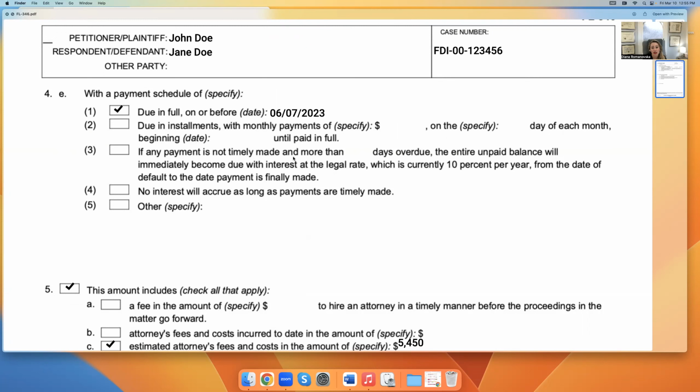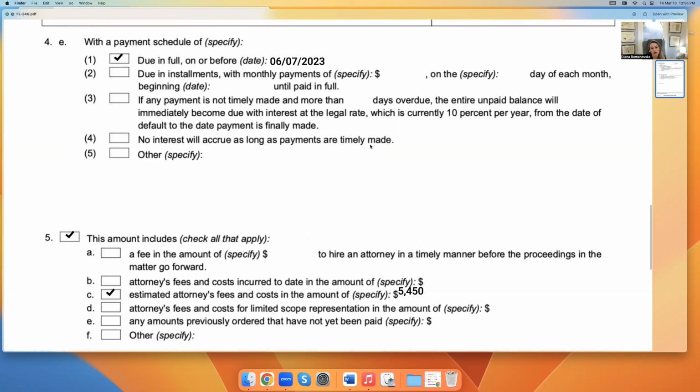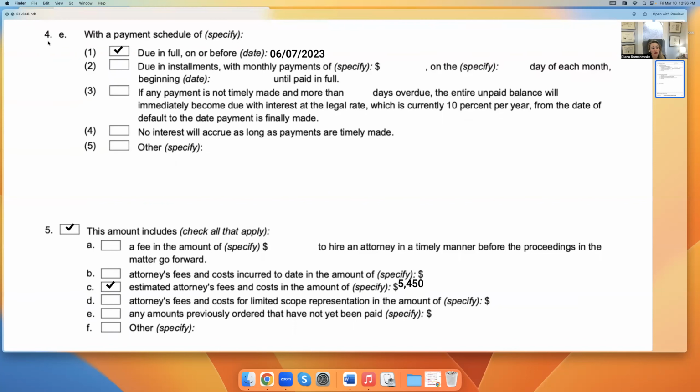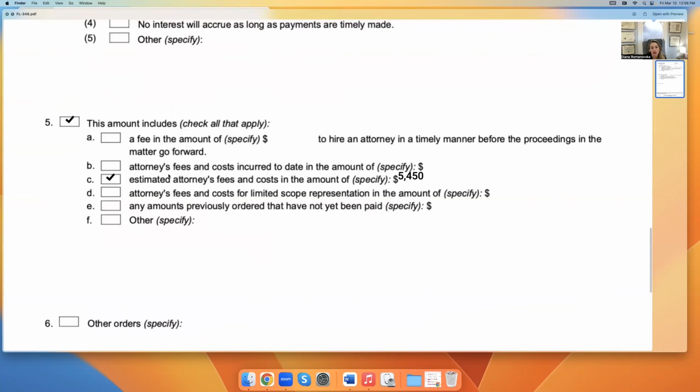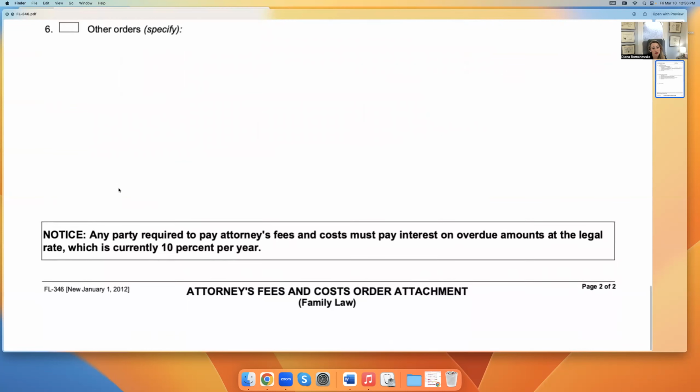And if payment is not timely made, then 10% per year would accrue. And typically that's the law anyway, even if you don't check it off. And then no interest is accrued as long as the payments are made timely, or if you have another agreement. So this number 4 can apply to either court-ordered or agreed upon attorney's fees. This amount includes estimated attorney's fees and cost, or it could include all attorney's fees incurred in the divorce proceeding, if you check off under F, and other orders if there are any other orders or agreements.